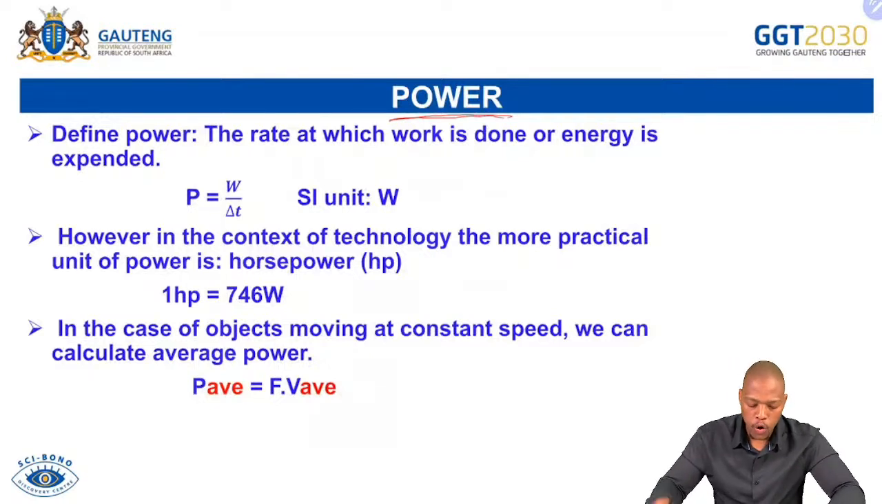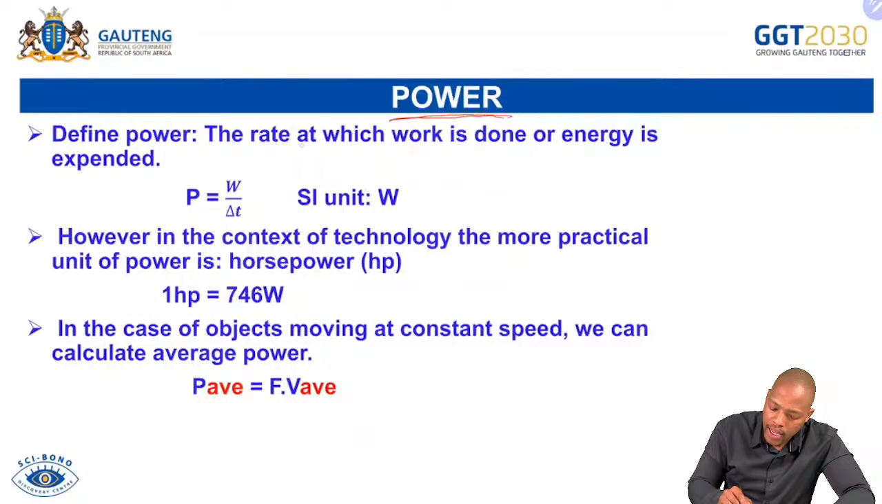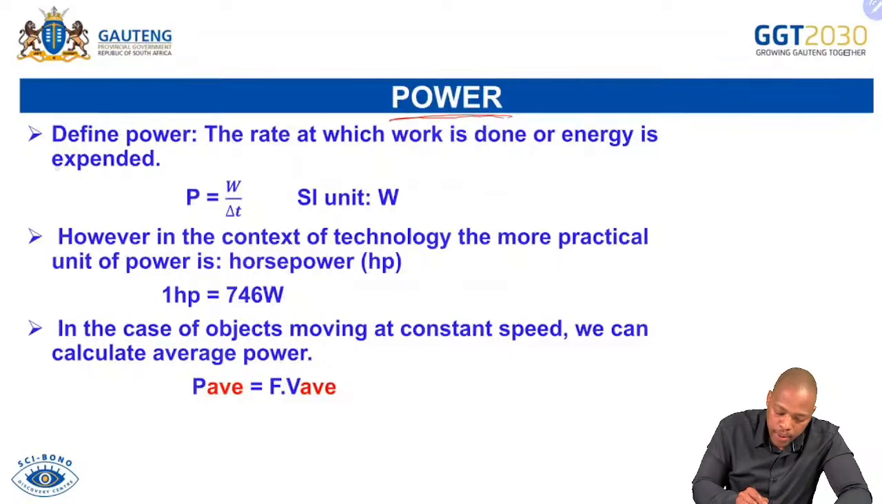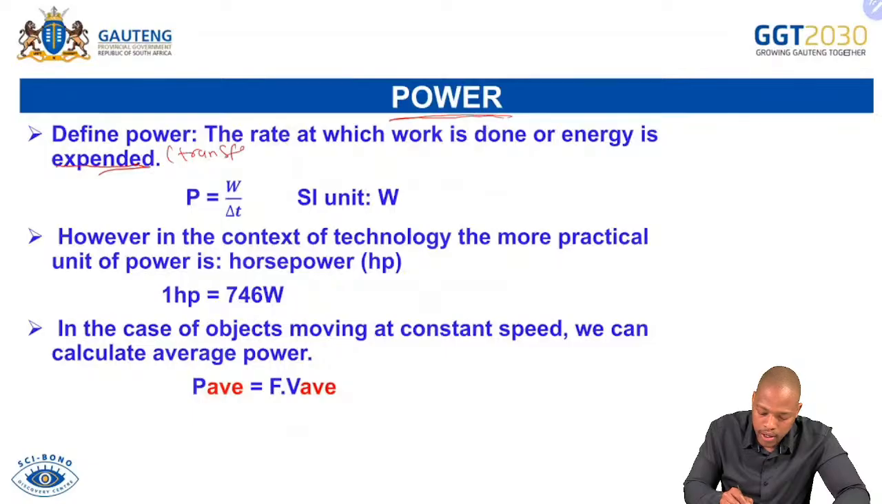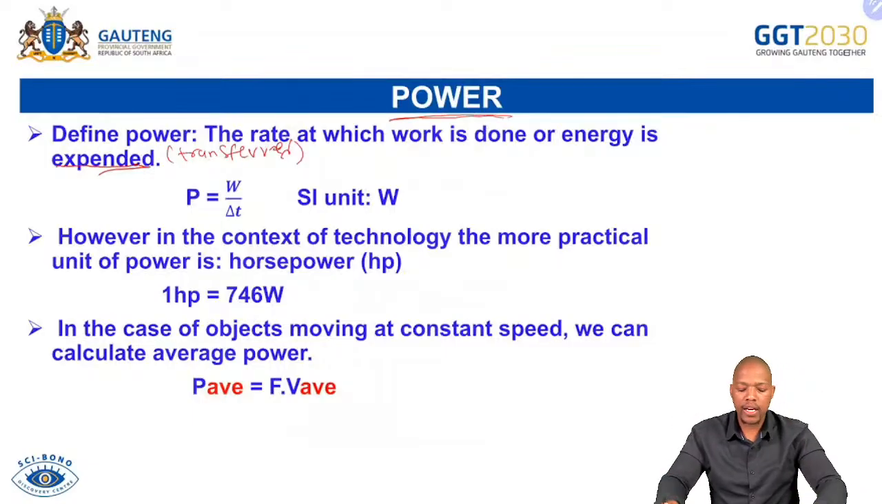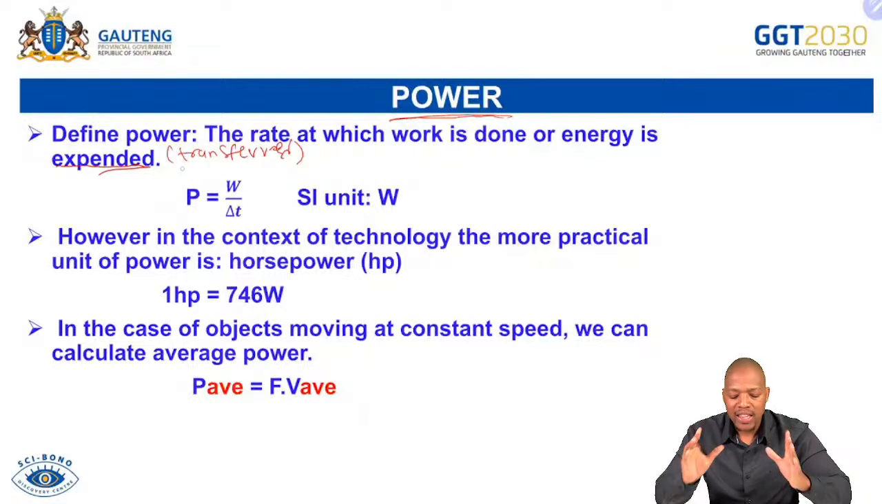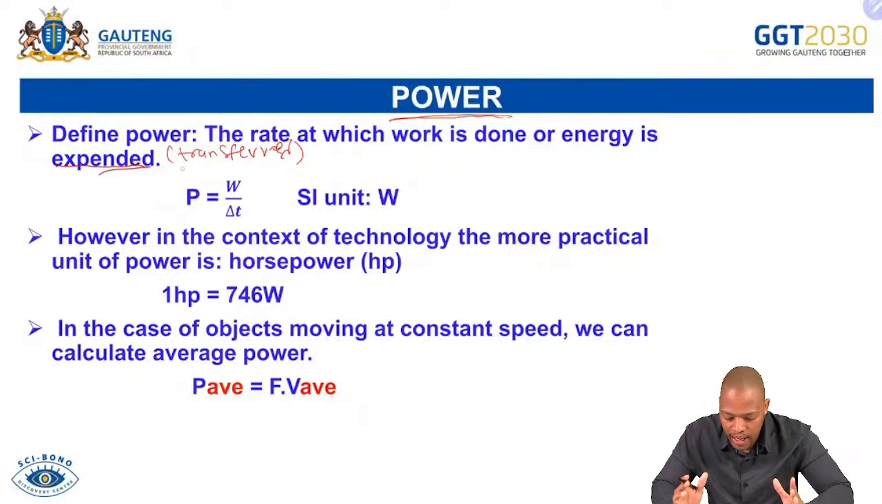We are looking at power now in the context of technology, but the definition would be the same. So you should be able to define power as the rate at which work is done, or the rate at which energy is expended. This simply means transferred or converted. Okay, it used to be transferred. Now they went and used expended. Why? I would not be sure.